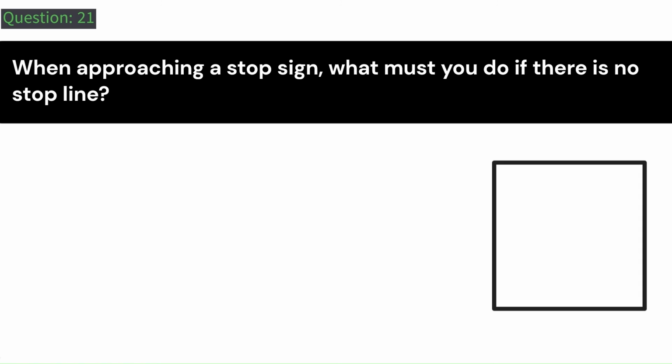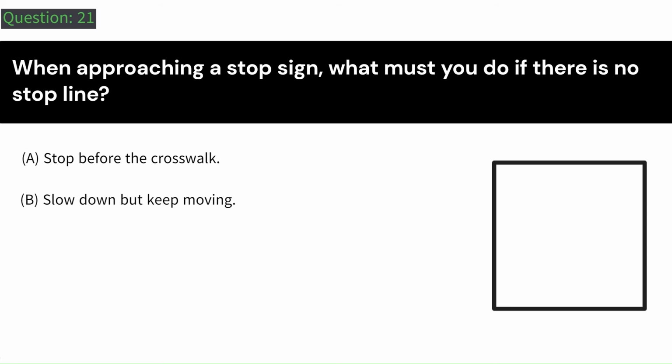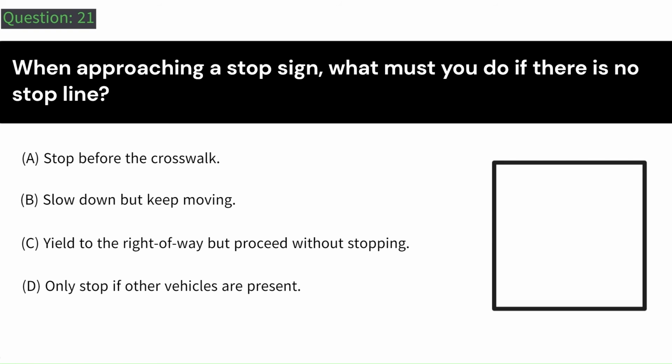When approaching a stop sign, what must you do if there is no stop line? A. Stop before the crosswalk. B. Slow down but keep moving. C. Yield to the right-of-way but proceed without stopping. D. Only stop if other vehicles are present. Answer: A. Stop before the crosswalk.